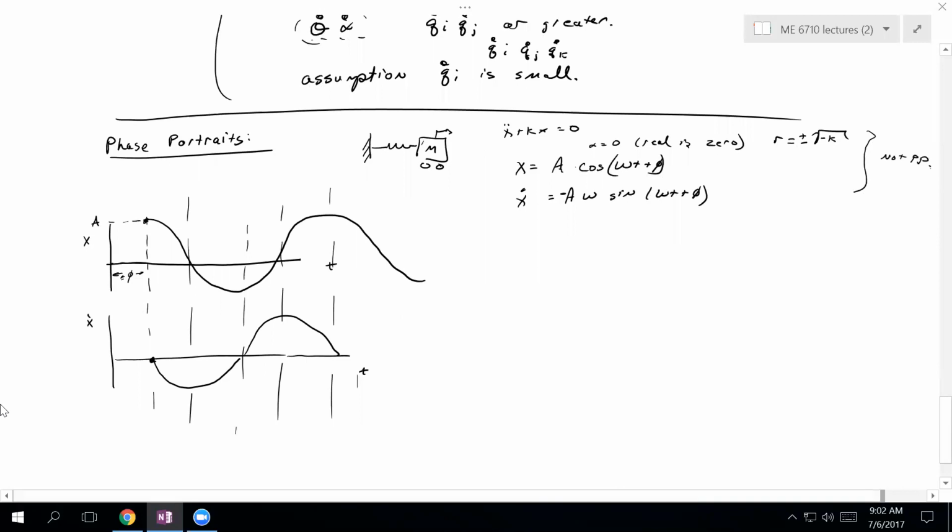Now, this is my time response of the system. So I've got three parameters here, right? I've got time, I've got x, and I've got x dot. So I've got three terms, t, x, and x dot, and I get the two equations, all parameterized in t. However, if I wanted to get rid of my parameterization t, I'm going to eliminate t from these equations.